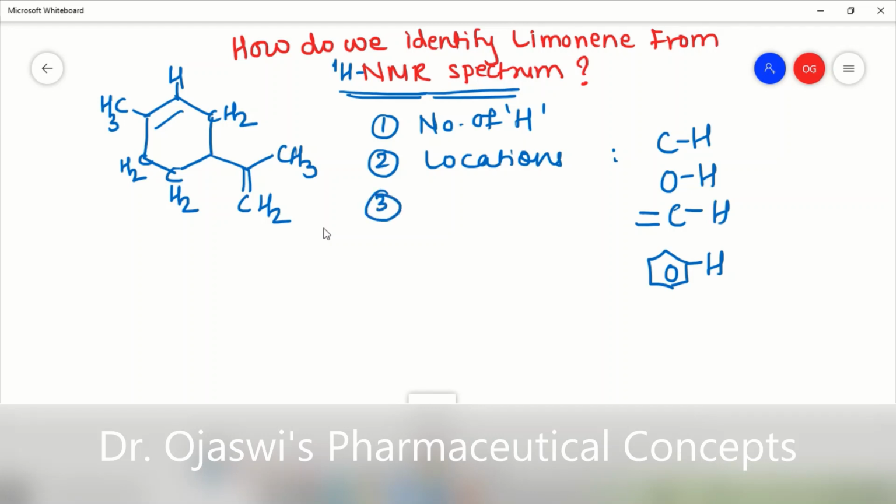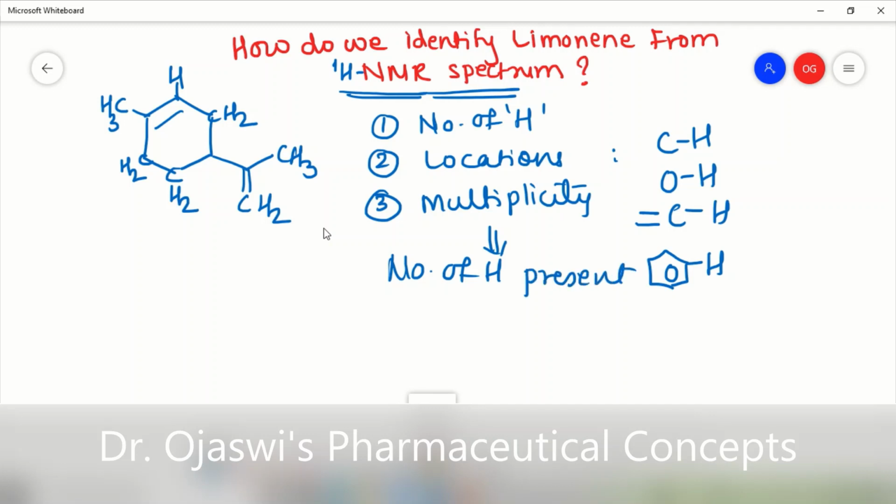In addition to that, the multiplicity of the NMR peaks helps us in understanding the number of hydrogens present on the adjacent carbons.